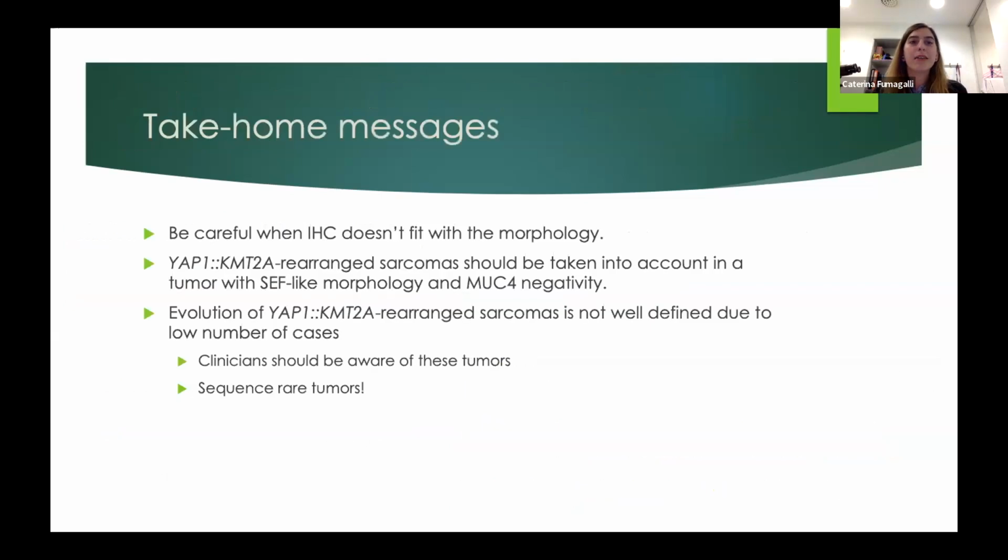So as take-home messages, I think that in my case, the most important thing is to be careful when immunohistochemistry doesn't fit with the morphology, because I almost was wrong calling it a vascular tumor.